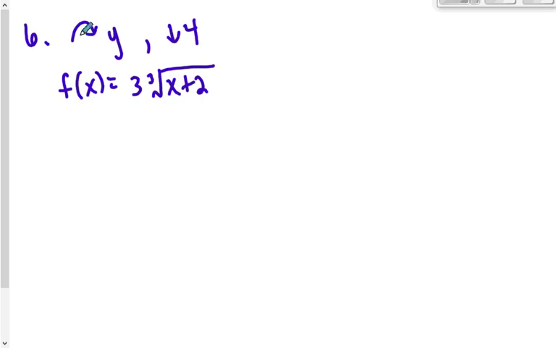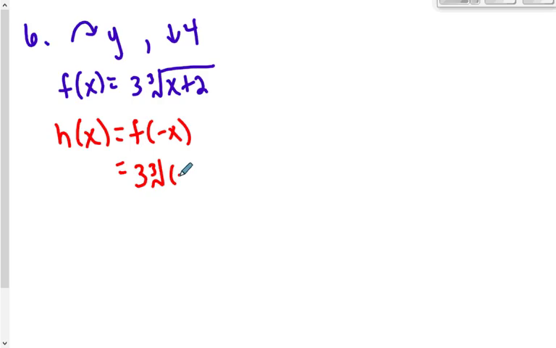Okay, so first you have to do the reflection on the y. So my h of x, the reflection on the y, is that going to be a negative inside or outside? Inside. So f of negative x. Change every x to negative x. So 3 cube root of negative x plus 2. And I really didn't even need the parentheses that time.